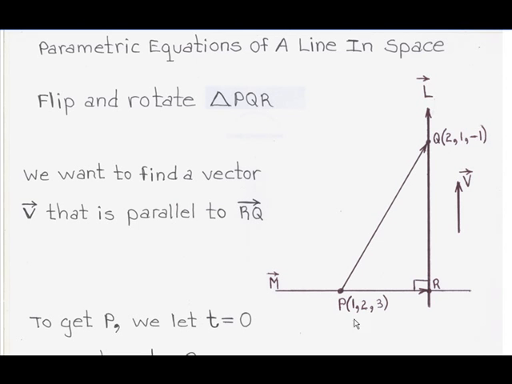Here's P, which is represented as 1, 2, and 3. Here's R. Here's line L. Line L is passing through the point Q, which is denoted as 2, 1, -1, and it is perpendicular to vector line M. And the intersection of those two vector lines is point R. So this is the two-dimensional representation of that three-dimensional figure that you had at the beginning.